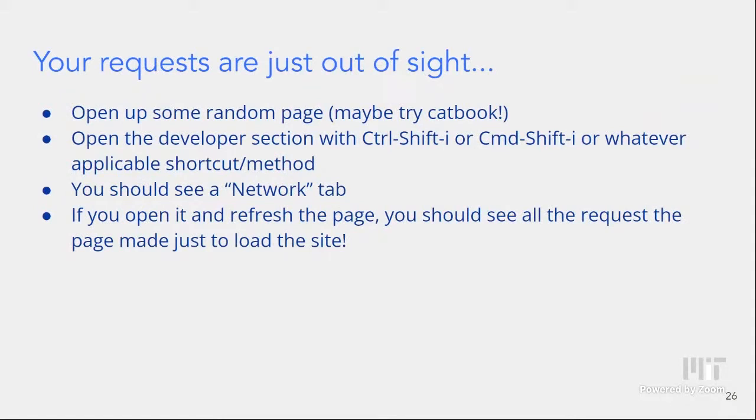And so to slightly make this a little more interactive and not me just ranting for days on end here at the front of the classroom, one thing we can do to see some of the requests is open up any page, maybe try Catbook just because that's the example that I'm going to have. Using either Control-Shift-I for Windows users, Command-Shift-I on Mac, you can look at the requests.